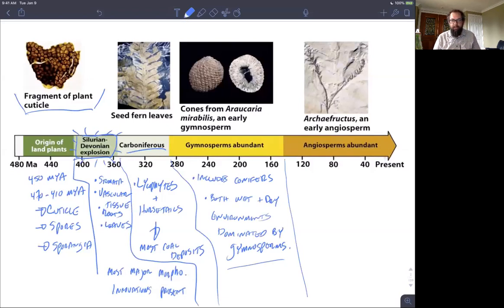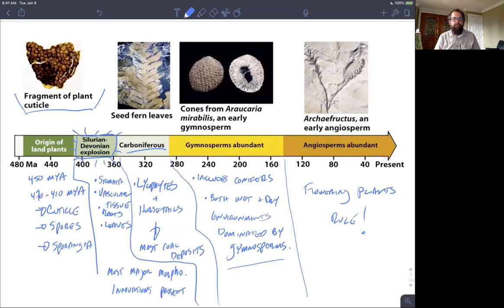Our last time period is the more recent, from around 150 million years ago to the present, and this is where angiosperms are the most abundant group. So that's right now. These are all of our flowering plants, is what the angiosperms are. And so at this time, the flowering plants are really dominating all ecosystems at that point.